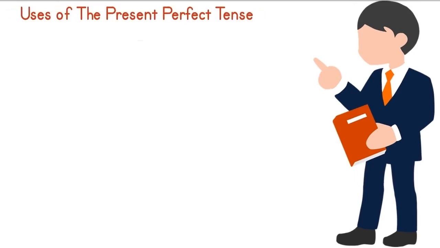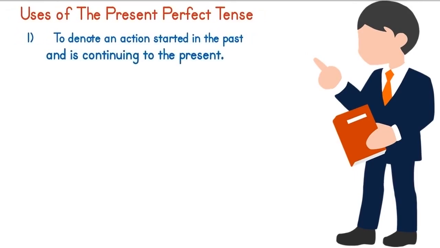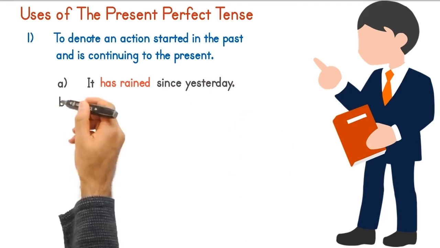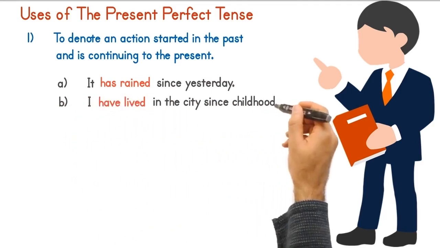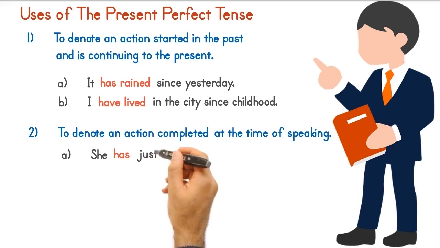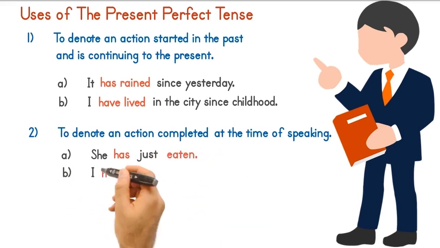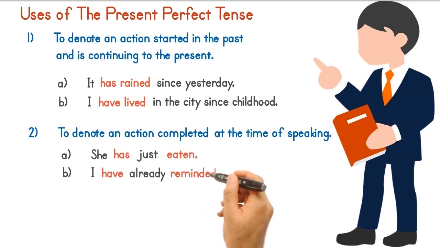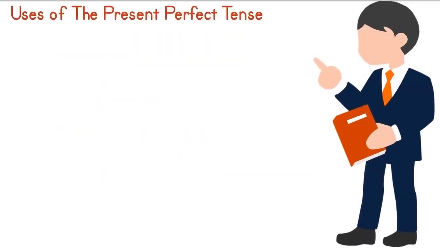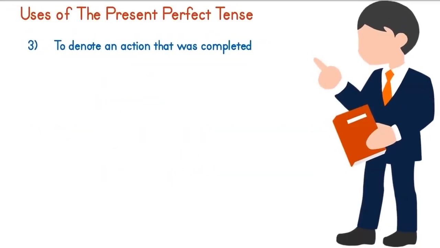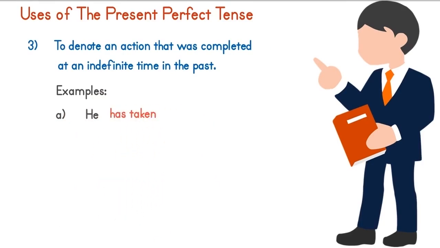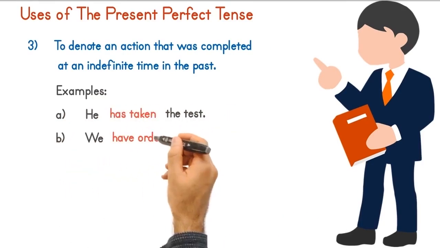Uses of the present perfect tense. To denote an action started in the past and is continuing to the present. Examples: It has rained since yesterday. I have lived in the city since childhood. To denote an action completed at the time of speaking. Examples: She has just eaten. I have already reminded him several times to return my book. And the last use of the present perfect tense is to denote an action that was completed at an indefinite time in the past. He has taken the test. We have ordered the items.